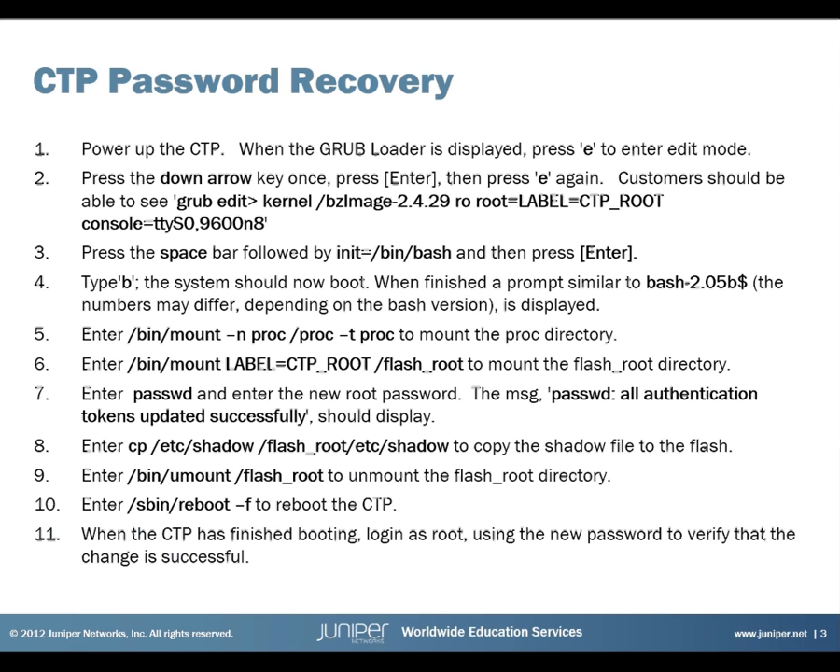When you have pressed E for the second time, you will see a prompt that looks very similar to the prompt displayed in step 2, grub edit, larger than sign, and then kernel. And then all the stuff behind it should be exactly the same. Then you have to press the space bar, followed by init equals slash bin slash bash. Wait for the screen to refresh so that you know for sure that the whole text string is there and being displayed, and then press enter. Wait for the screen to refresh again, and then type B to continue the boot process.